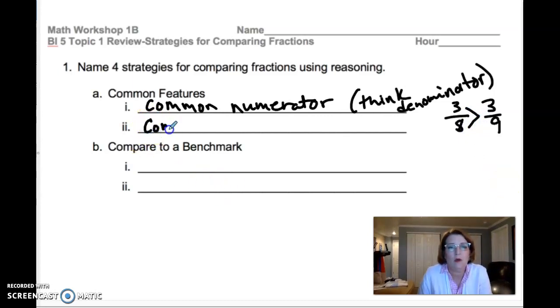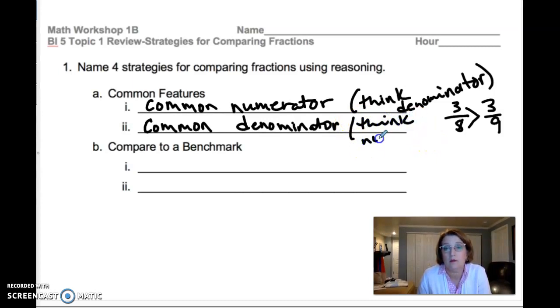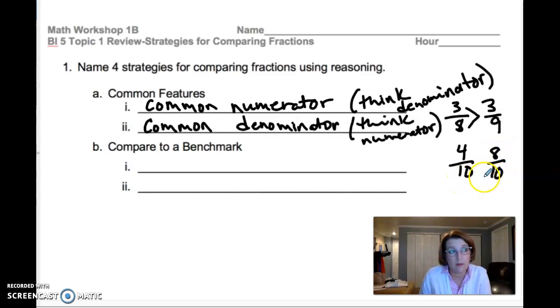The other one we had was the common denominator. So these are our 2 common features. For this one, think about the numerator. So it's opposite. If they have common numerators, think about the denominator. If they have common denominators, think about the numerator. So that would be like 4/10 and 8/10. From the denominator, we know that both of these are the same size pieces. So I've either got 4 of them or I've got 8. 4 is less than 8. So 4/10 has to be less than 8/10.